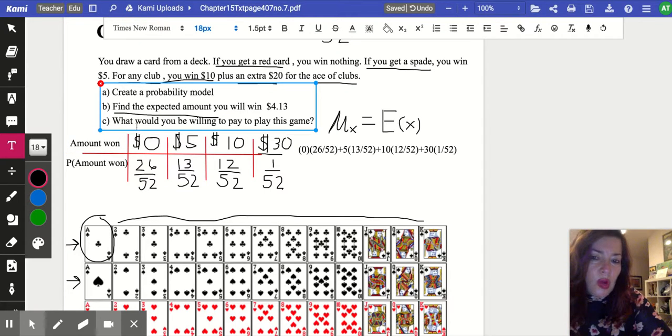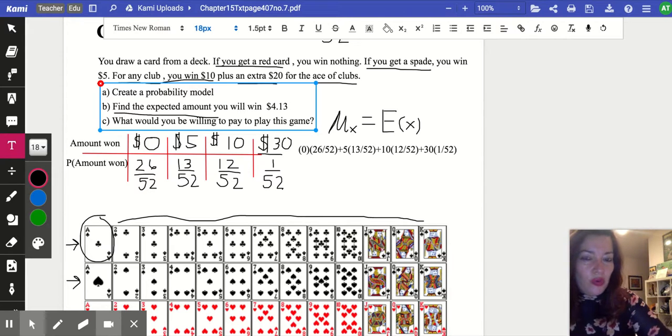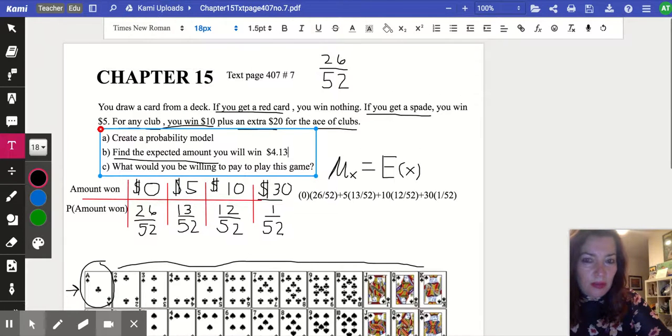So the last one says, what would you be willing to pay to play this game? Of course, everyone has a different opinion and a way to answer this question, but using statistics, how much would you be willing to pay knowing that if you played this game on average, you would win $4.13? So one possible answer would be, well, if I win $4.13, I certainly wouldn't want to pay more than $4 to play this game. So maybe $2 you could be willing to pay. That's up to you, but you certainly wouldn't want to pay more than what you could win. And this pretty much concludes this text problem.